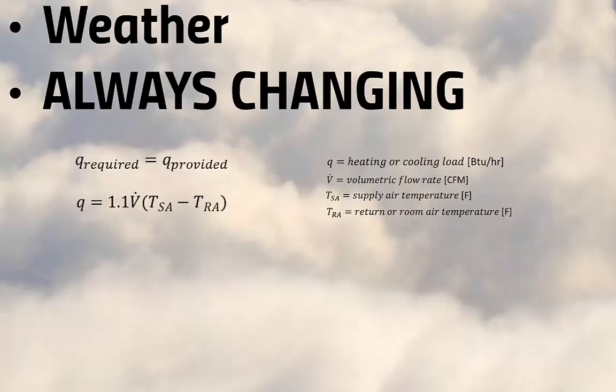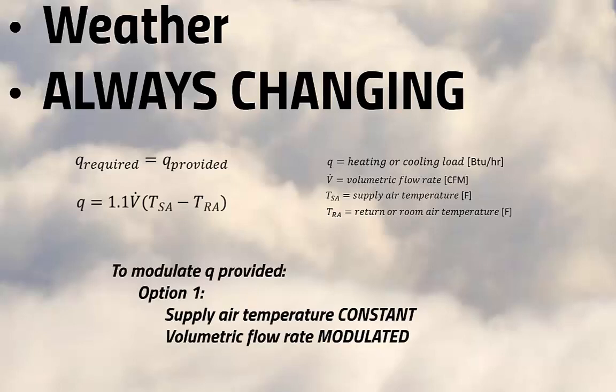Well, looking at the right-hand side of the equation, TRA is going to be assumed to be the temperature we want the space to be kept at. So effectively, that is our control variable. That is what we were trying to control for, so we don't want that to change. That leaves the supply air temperature or the volumetric flow rate. If we kept the supply air temperature constant and varied the volumetric flow rate, or CFM, being sent to the space, that is one way we could modulate how much heating or cooling is provided to the space.